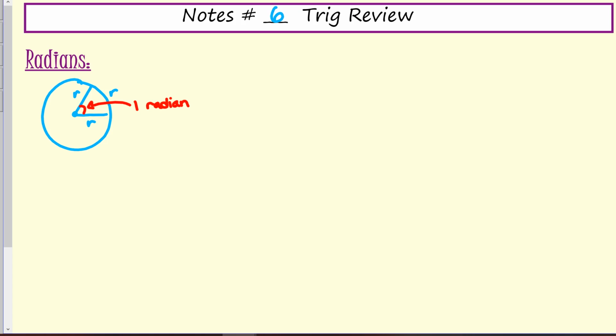Now the relationship between degrees and radians is that 1 full circle is 360 degrees. So that means 1 full circle is also 2 pi radians. If you divide that in half, then you have the conversion factor. 180 degrees is pi radians. So we use that conversion factor to figure out any other angle's radian measure, or going the other way, its degree measure.